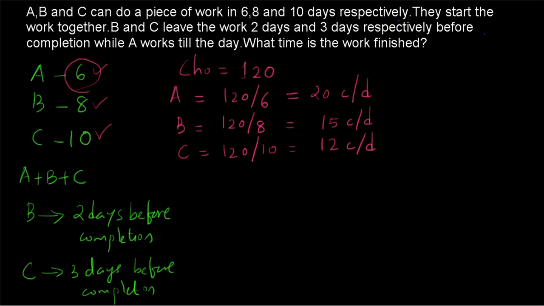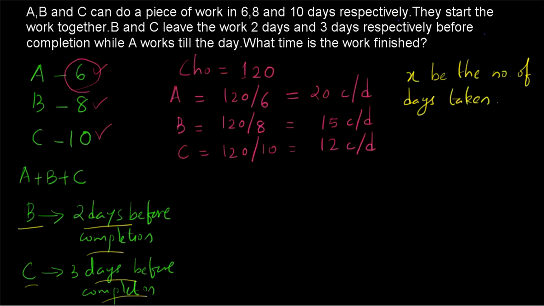So here it is given B is leaving the work 2 days before completion and C is leaving the work 3 days before completion. So we don't know how many days are taken for completion. That is what we have to find out. So let the number of days taken for the work be equal to X. If X is the number of days taken, then we can say that A is working for X days, because A is working till the end.